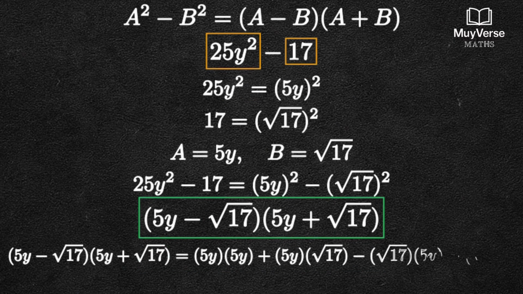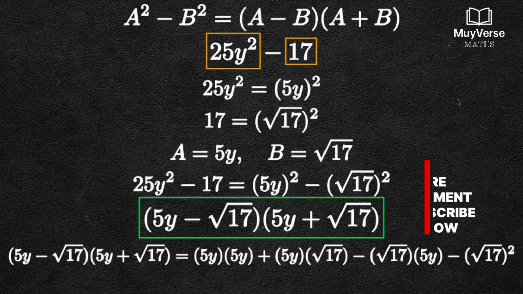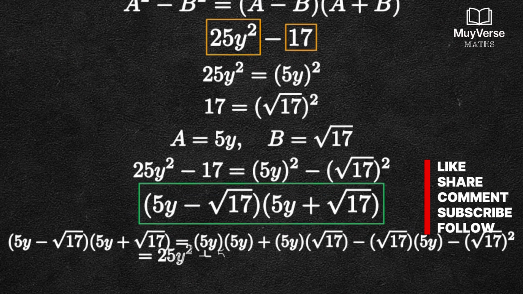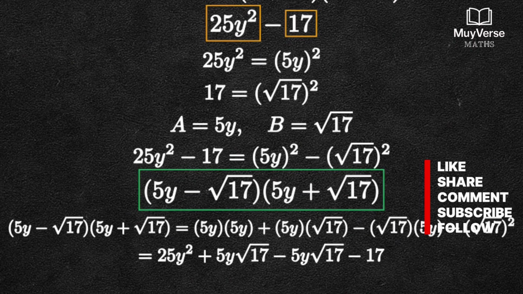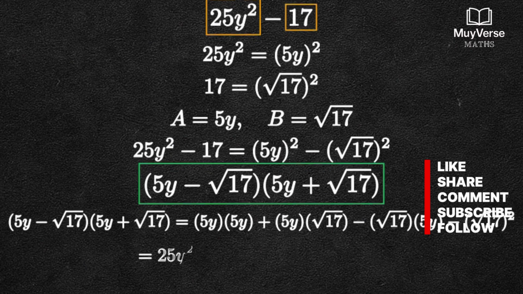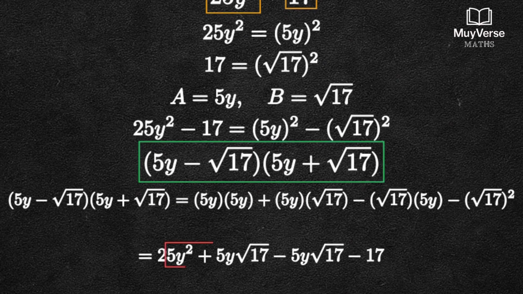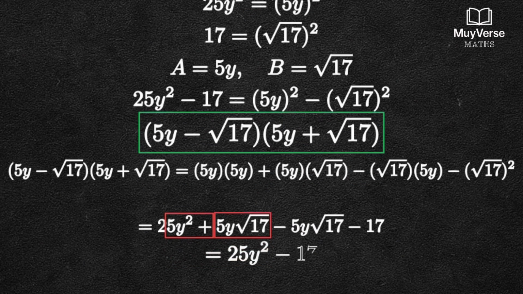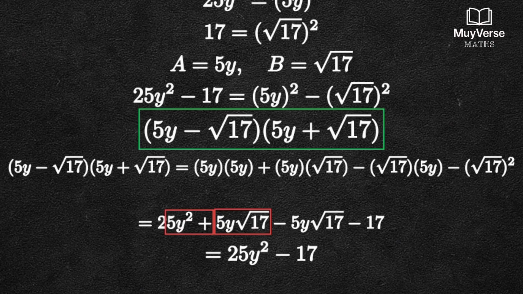First multiply. (5y) times (5y) plus 5y times square root of 17 minus square root of 17 times 5y minus (square root of 17) squared. That simplifies to 25y squared plus 5y root 17 minus 5y root 17 minus 17. The middle terms cancel. We get 25y squared minus 17, which matches the original expression.